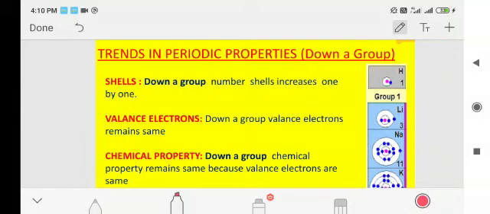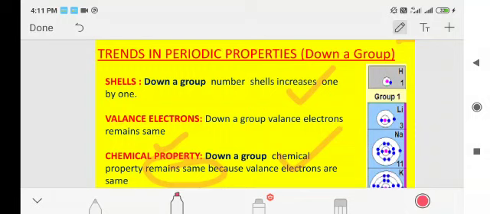And the third point from this page is the chemical property. In a group, chemical property, very clearly written here, remains the same, and the simple reason is an atom's property is decided by its valence electrons. I have already told you, all elements of the first group will have one valence electron each. Since the number of valence electrons is the same, the chemical property will also remain the same. Take any group, all the elements in it will have the same property.